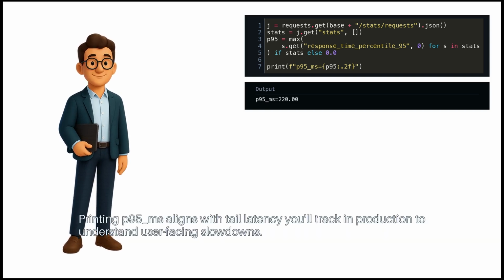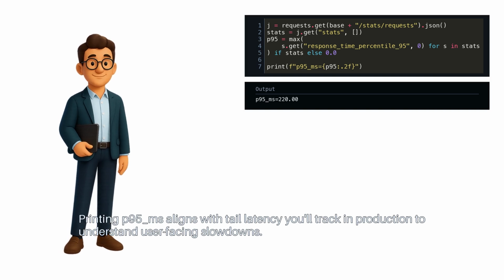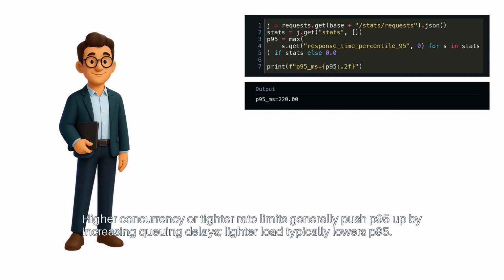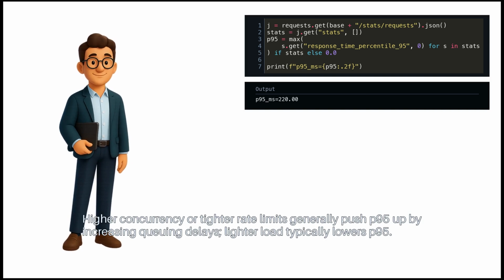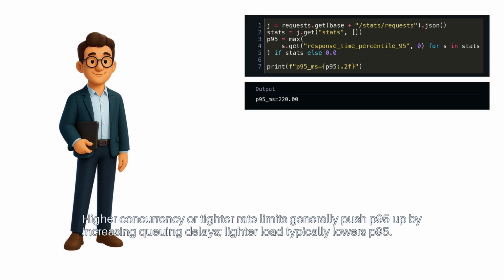Printing P95 aligns with tail latency you'll track in production to understand user-facing slowdowns. Higher concurrency or tighter rate limits generally push P95 up by increasing queuing delays. Lighter load typically lowers P95.